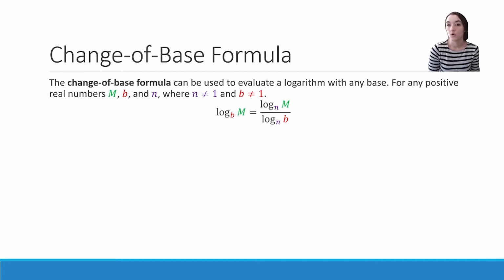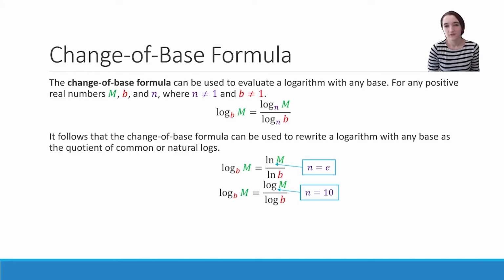And you may be asking, okay, but why would I need to do that? Why does that help me? How does that really help us evaluate a log? Well, essentially, it follows that the change of base formula can be used to rewrite a logarithm with any base as the quotient of nicer logarithms. And you may be asking, what's nice about them? I'll explain that in a moment.